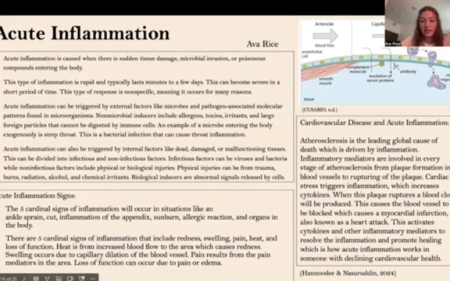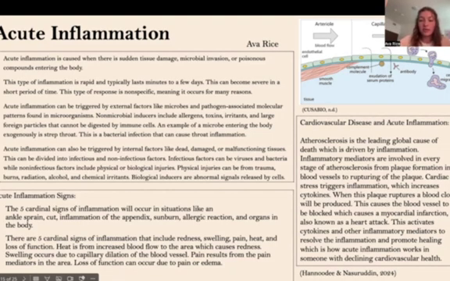Some specific acute inflammation can be found in cardiovascular diseases. One is atherosclerosis. This is the leading global cause of death that is driven by inflammation. Inflammatory mediators are involved in every stage of atherosclerosis, from plaque formation in blood vessels to rupturing of the plaque. Cardiac stress triggers inflammation, which increases cytokines.